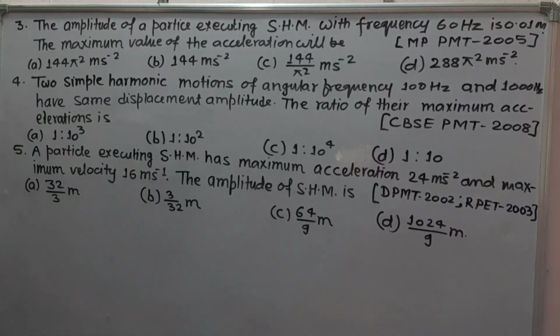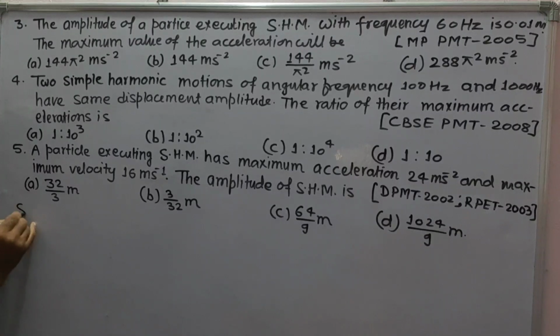Next, question number 3. The question is, the amplitude of a particle executing simple harmonic motion with frequency 60 Hz is 0.01 meters. The maximum value of the acceleration will be. Now solution to question 3.